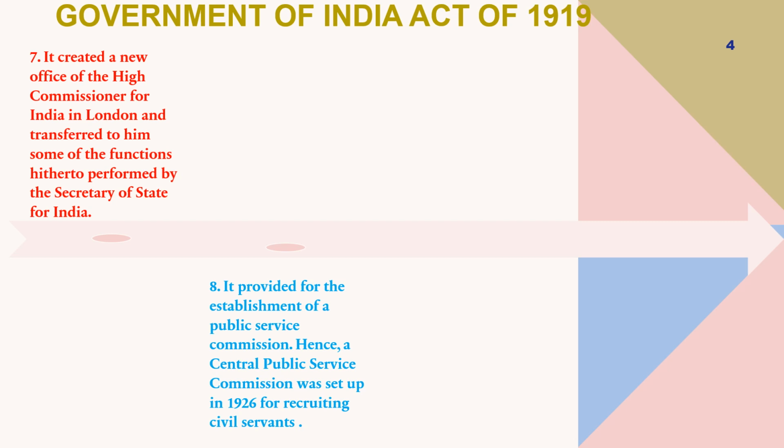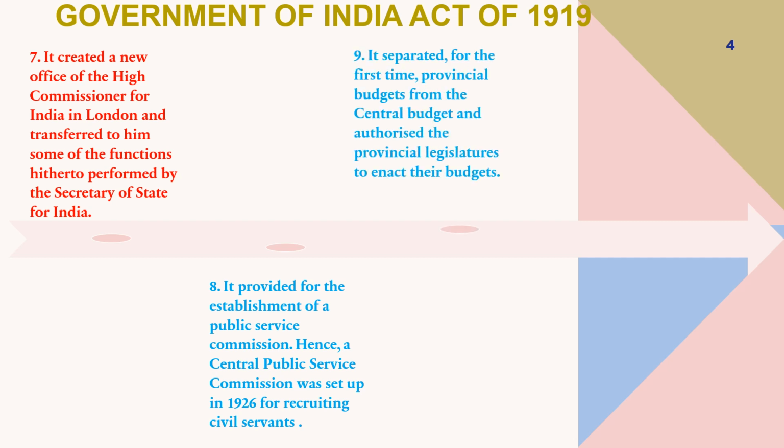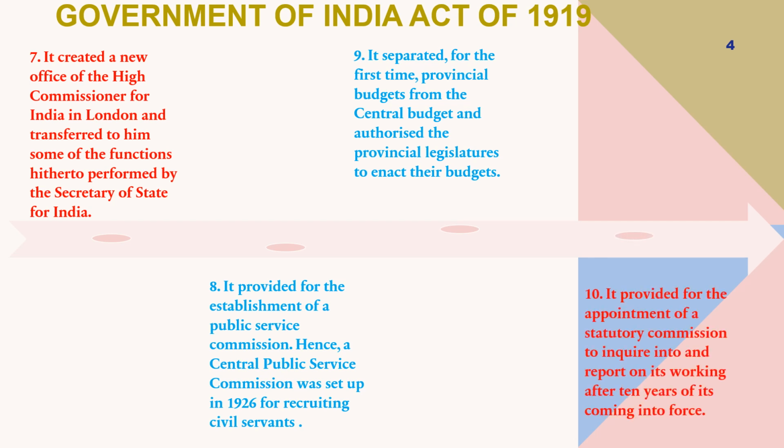And this act, for the first time, separated the provincial budget from the central budget and authorized the provincial legislatures to enact their budget. It provided for the appointment of a statutory commission. This is to inquire into the report on its working.